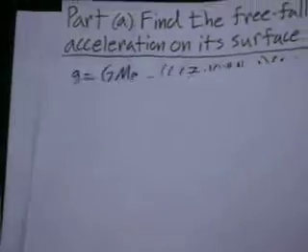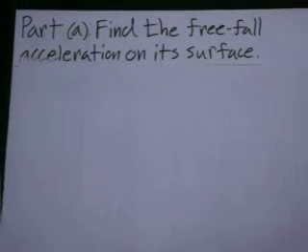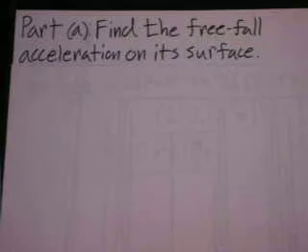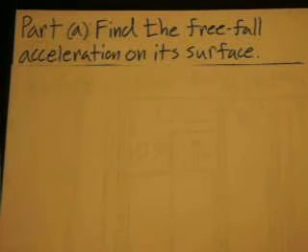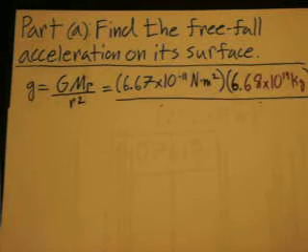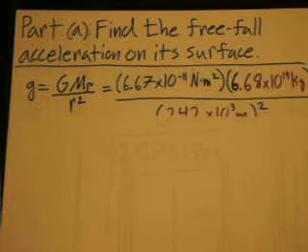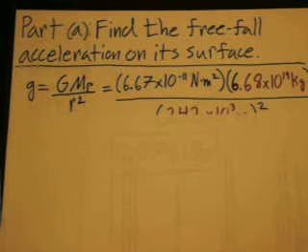Part A of this problem asks us to find the free fall acceleration on its surface. To solve for this, we will use Newton's law of universal gravitation, and from this equation we can solve for the gravitational acceleration on this planet, which is given by lowercase g equals uppercase G, Newton's universal gravitational constant, times the mass of the planet over the radius of the planet squared.